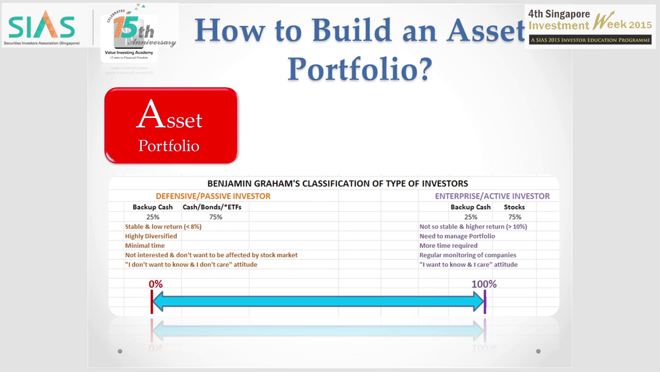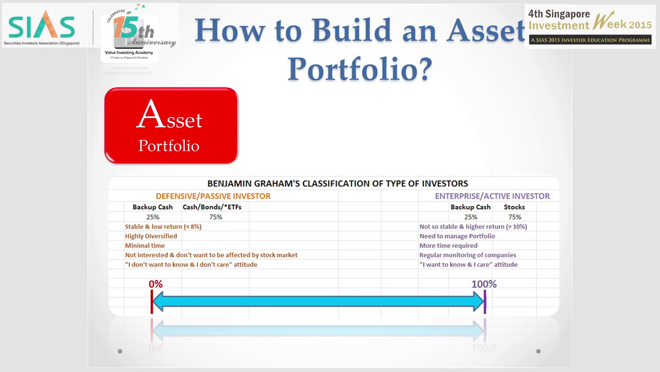And if you move the bar to the other extreme, on the right-hand side, if you want high return, if you're not happy with, let's say, the STI ETF at 7-8%, then you need to actively look at good companies at undervalued prices. In this case, the backup cash is almost the same, which is 25%, whereas 75% will be stocks or equities. Yes. But this requires much more effort as compared to the passive investor.